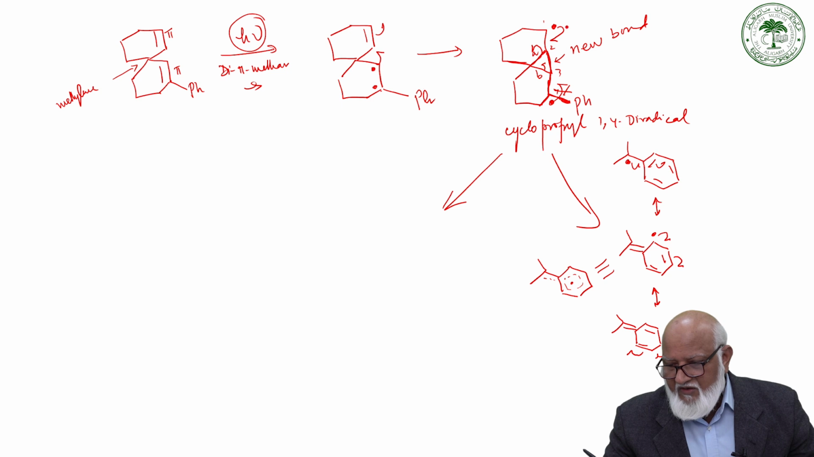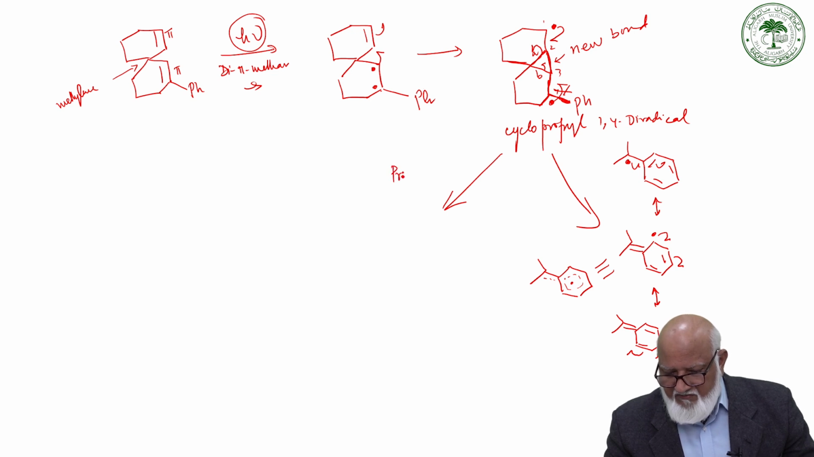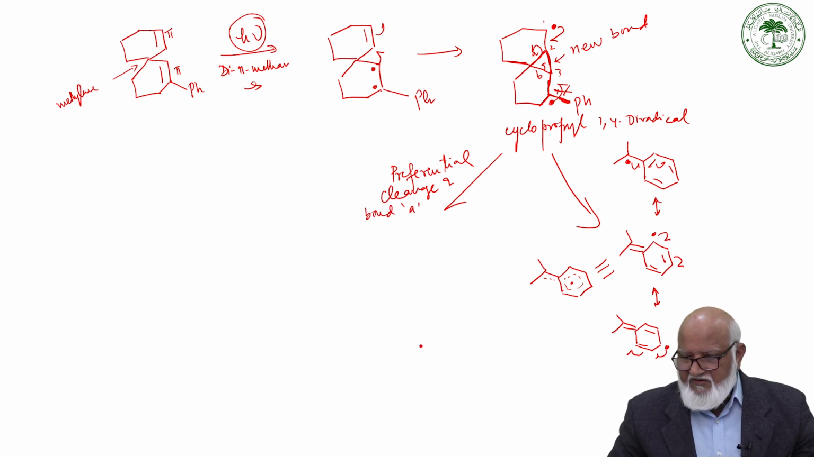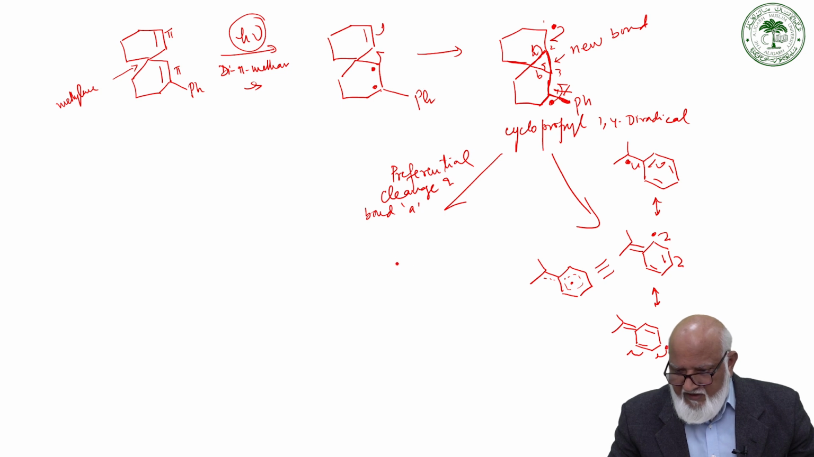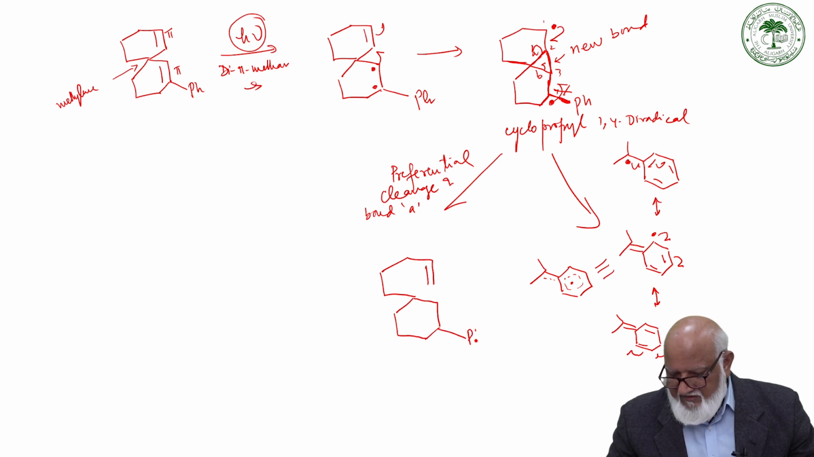a double bond here. This is a localized radical, which is going to form a double bond here, and then preferential cleavage of bond A takes place. So we end up with a double bond here, and of course one 6-member ring is here. The radical is already here.